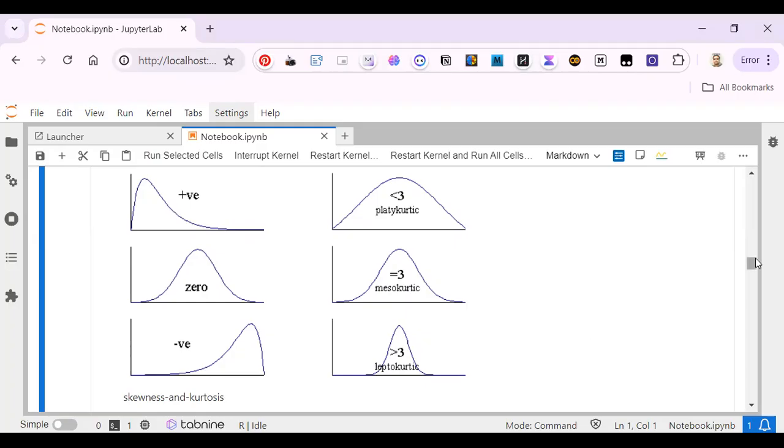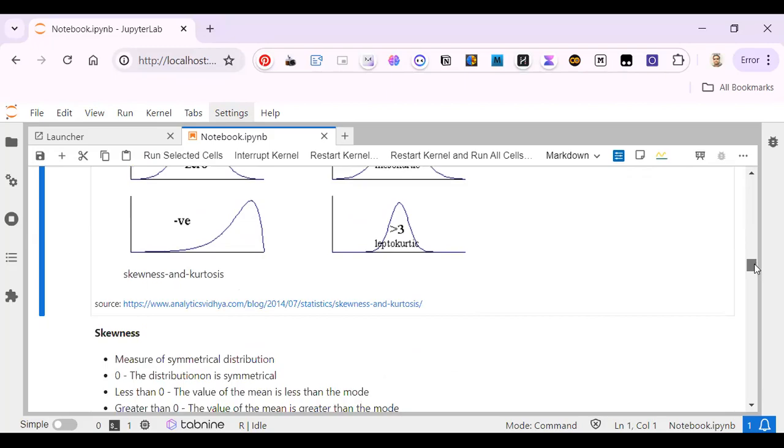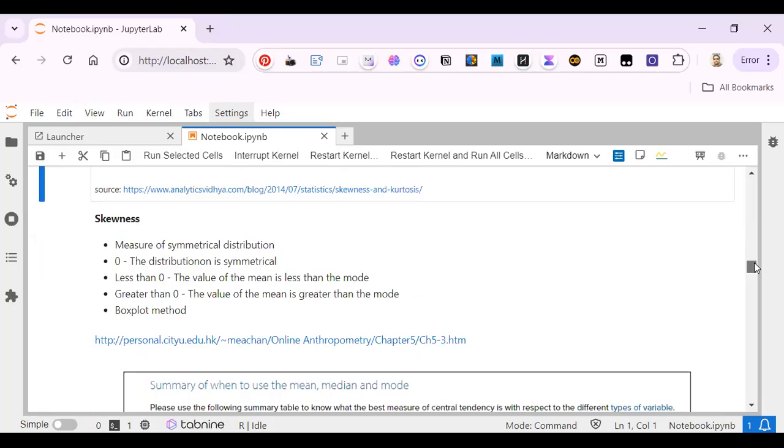That is the two mechanisms, skewness and kurtosis. Once we know the number, we can tell how skewness works and how kurtosis works. For skewness, it is a measure of the symmetry of the distribution. So 0 means the distribution is symmetrical. Less than 0 means the value of the mean is less than the mode. Greater than 0 means the value of the mean is greater than the mode. We can indicate that from the box plot method and the distribution method.